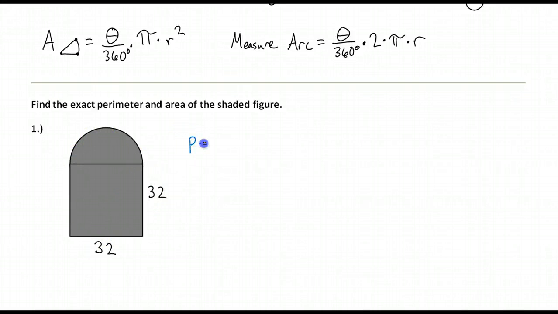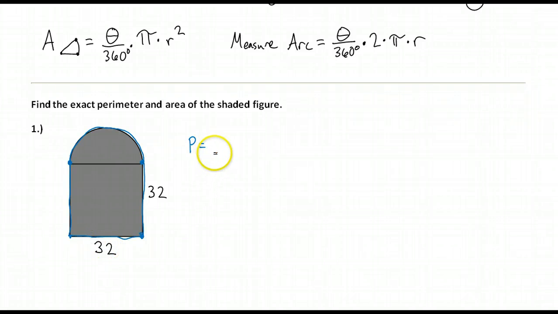In order to find the perimeter, I need to find the length of the line that bounds the figure. So if I start right here, to go around to bound this figure, I need to include this length, and this length, and this length, and this length. Notice that I am not including this length right here. I don't need this to bound my figure.